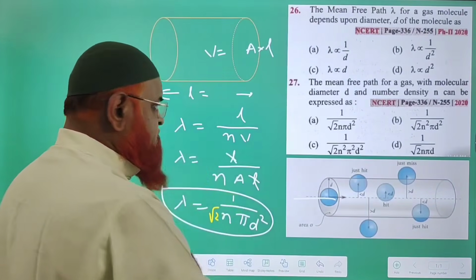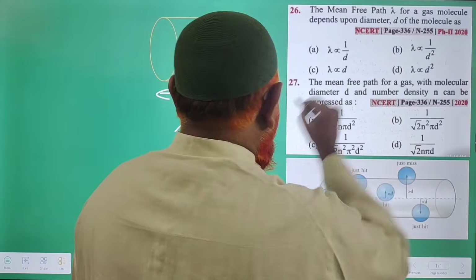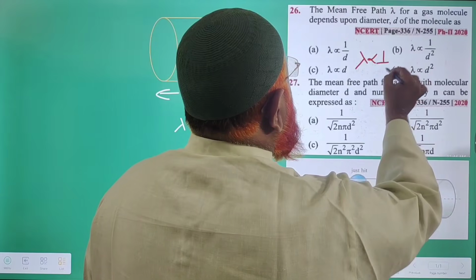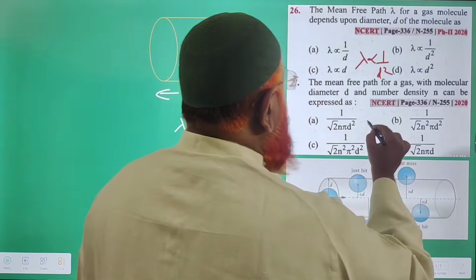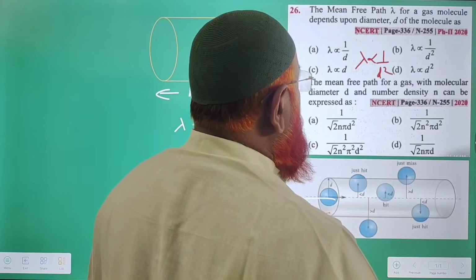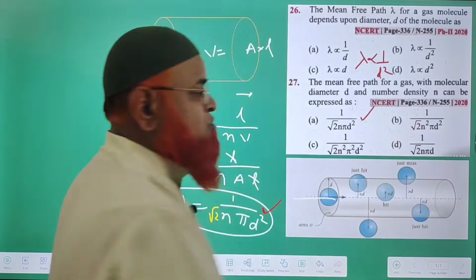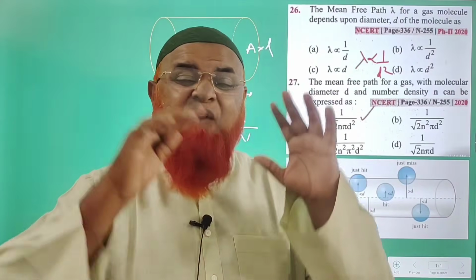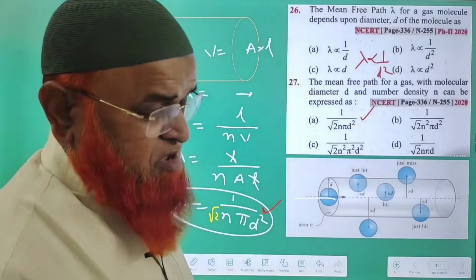You can tell the answer very easily: here mean free path is inversely proportional to d square, and the mean free path formula is also known to you. That's it. In 5 minutes, you learn the concept as well as 2 problems. This is called a shortcut explanation. Thank you very much. Have a nice day.